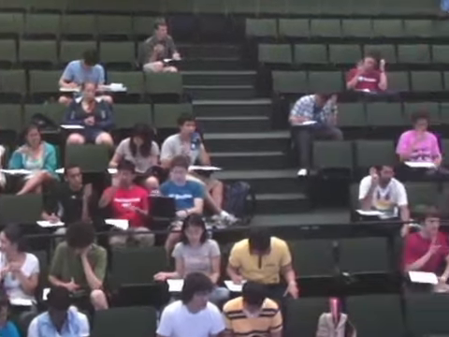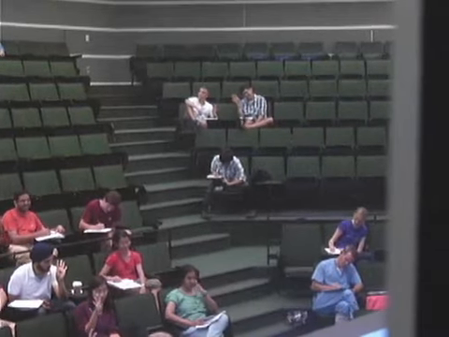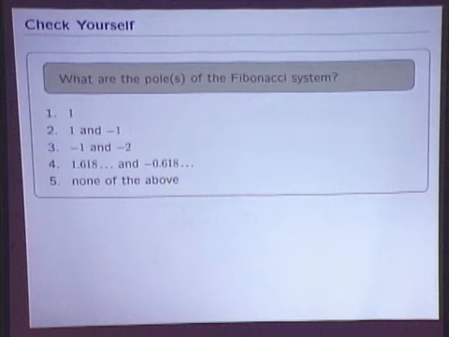Okay, what's the answer to the question? What are the poles of the Fibonacci system? Give me a number between 1 and 5. Raise your hand. Okay, how many of you guessed? Okay, that's what I thought. So are there poles in the Fibonacci system? How would you convince yourself there are or are not poles in a Fibonacci system?